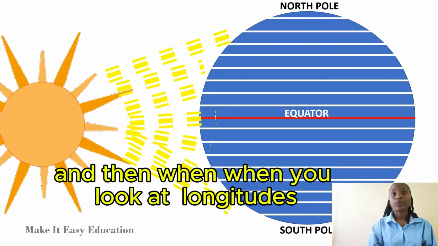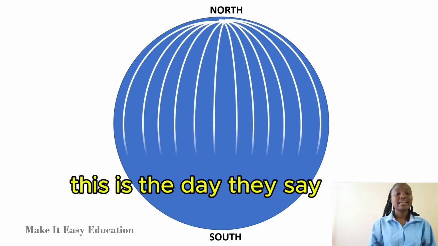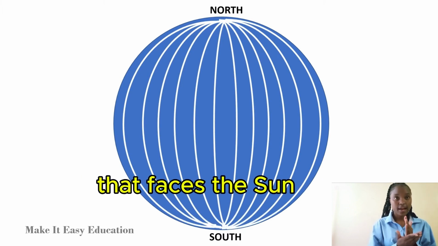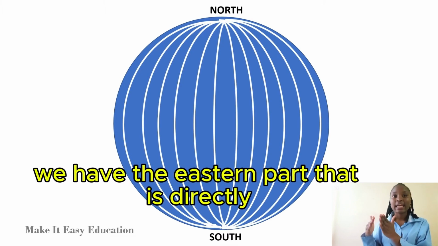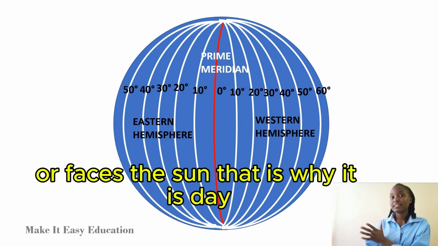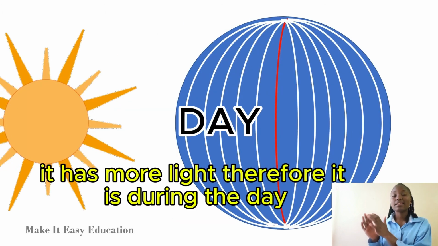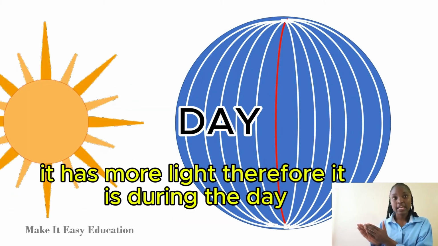And then when you look at longitudes, this is the side that faces the earth. We have the eastern part that is directly or faces the sun. That is why it is day. It has more light, therefore it is during the day.